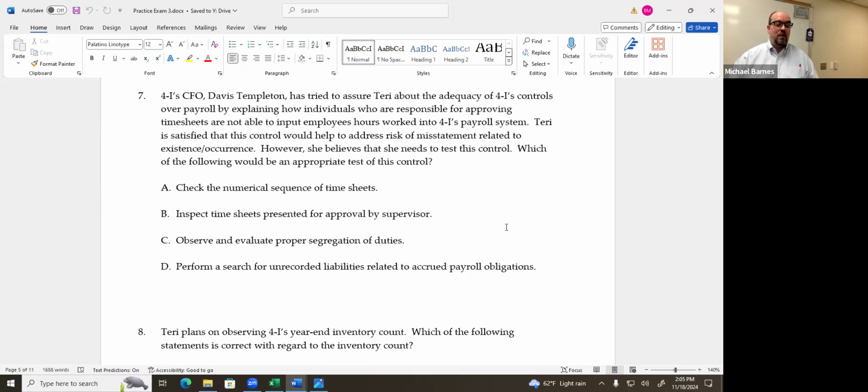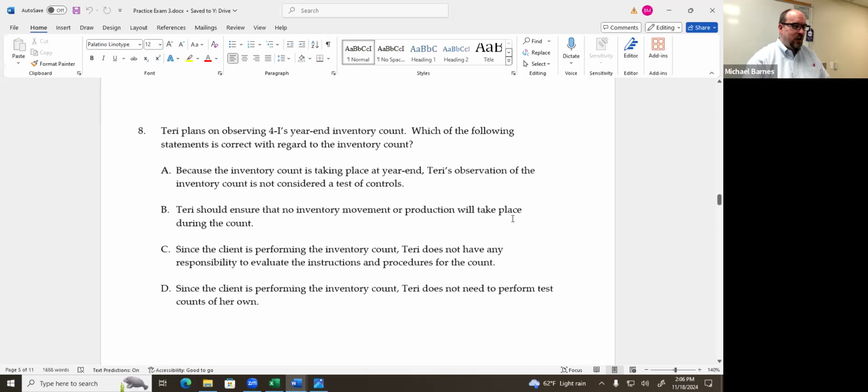So observe and evaluate proper segregation of duties. Proper segregation of duties. What do you guys think? Would testing segregation of duties be an appropriate test of segregation of duties? I'm going to go with yes. Okay. I'm going to go with yes. C is probably our answer. Perform a search for unrecorded liabilities related to accrued payroll obligations. No, that's not going to be it. Another test of completeness. All right.